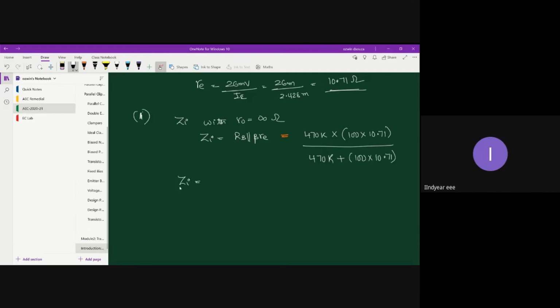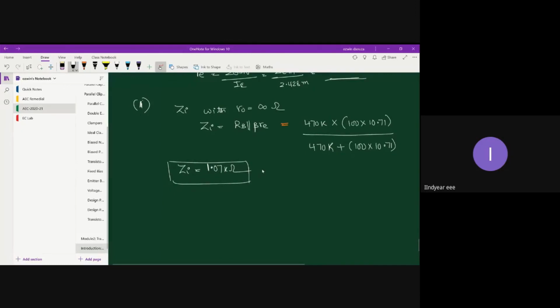So how much will you get ZI as? You can clearly observe that RB is very, very big compared to beta RE. So obviously ZI should be very close to beta RE. By inspection only I can tell. You just find out and tell me what you get as overall input impedance ZI. I think you'll get it as 1.07 kilo ohm only. Correct? Yes, sir. Quickly confirm. Fine, so that's your ZI.